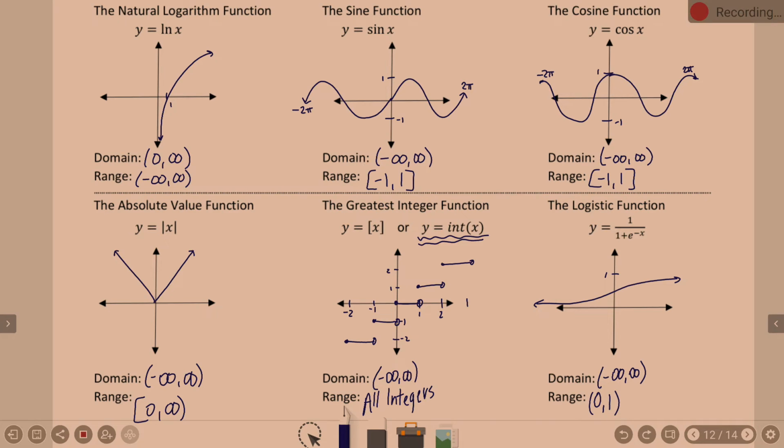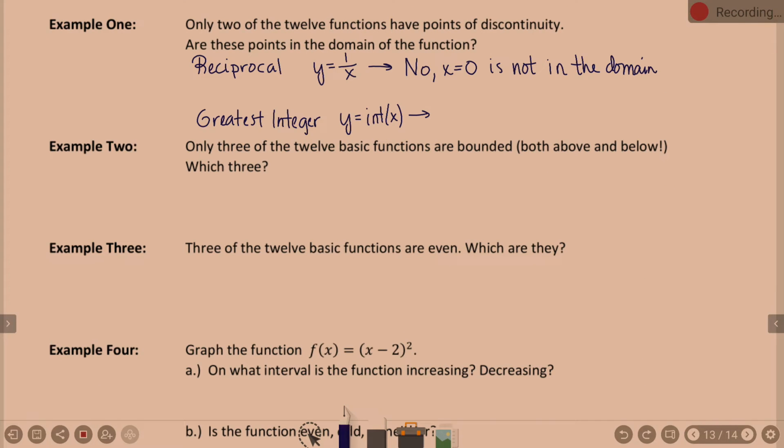Okay, so the question I'm answering: only 2 of the 12 functions have points of discontinuity. This one had x equals 0. X equals 0 was not one of the numbers listed in our domain. Now, greatest integer function, it's discontinuous at every integer, yes? Are those values in the domain, though? My domain was -infinity to +infinity. So when it says, are those points in the domain? Yes, those points are included in the domain.